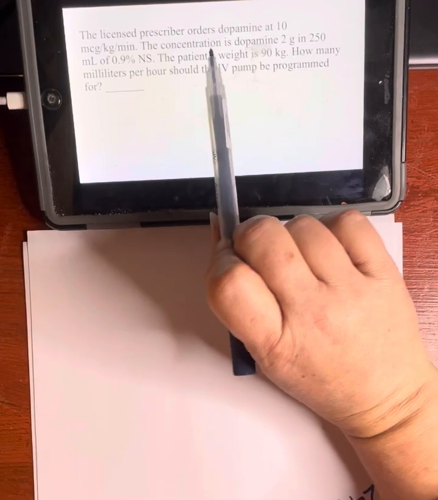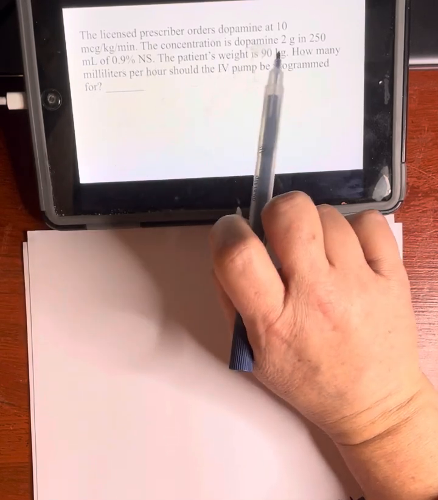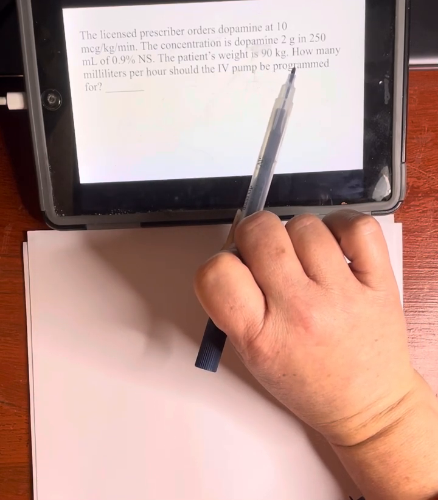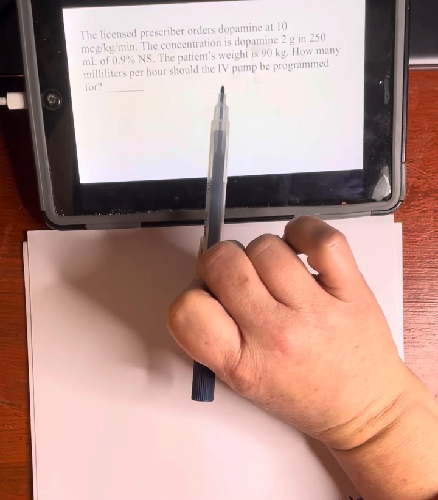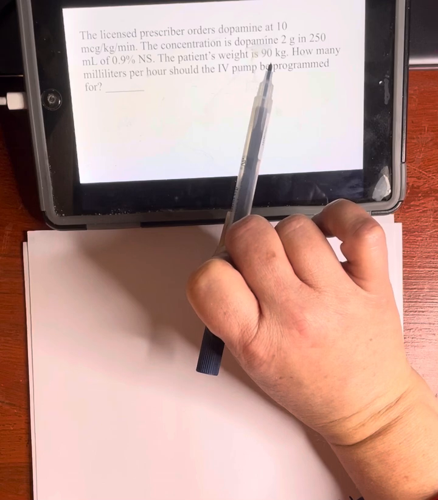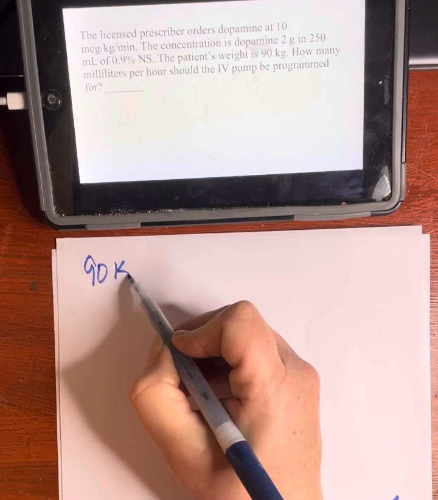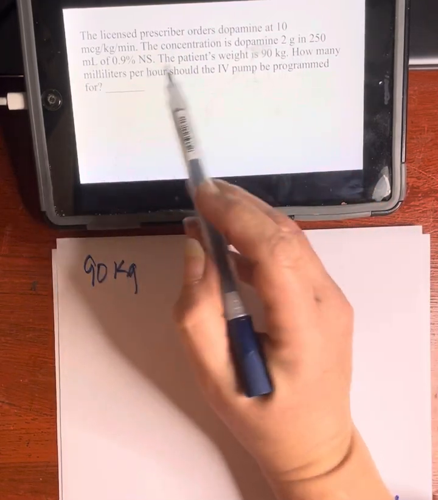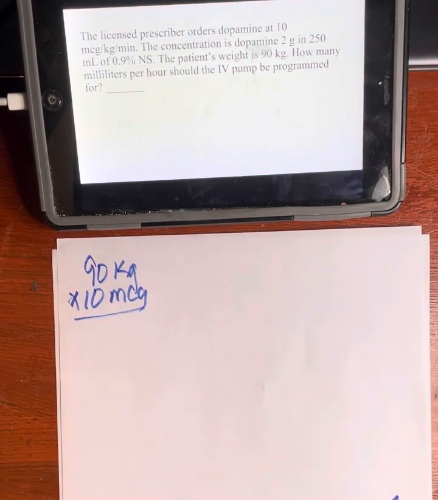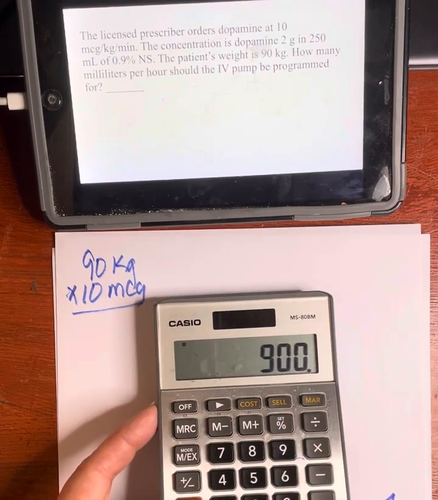The licensed prescriber orders Dobutamine 10 micrograms per kilogram. The concentration is 2 grams and 250. The Homer weighs 90 kilograms. What are you going to do? Okay, we got to start with your weight always, just so you are uniform in your process. 90 kilograms. And he wants 10 micrograms for every one of those. 10 micrograms. We're doing the math. 90 times 10 equals 900.